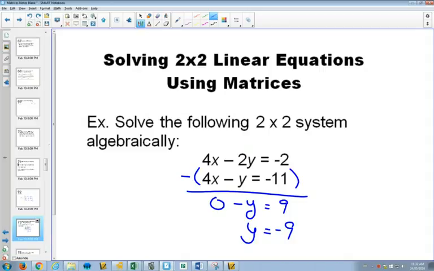So maybe I'll use the second equation here. 4x minus negative 9 equals negative 11. 4x equals negative 20, so x is equal to negative 5. So our current algebraic methods for solving these equations work just fine. They might even be more efficient than having to solve them with matrices. But what we're going to do is learn how to solve this with matrices.